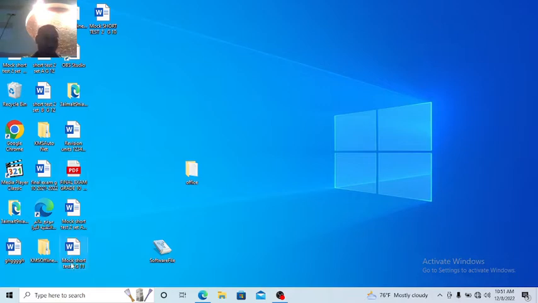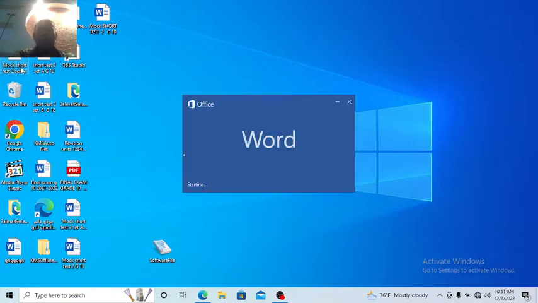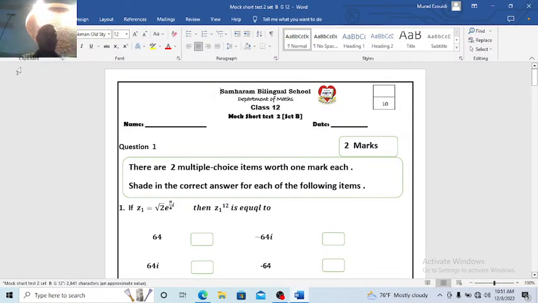We move to the mock short test. Mock short test, where is it? Okay, this one. So the first question, you see the Samar Bilingual School, Department of Math, grade 12, mock short test 2 set B. There are in fact two parts.